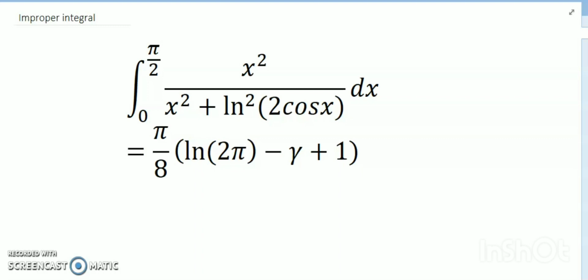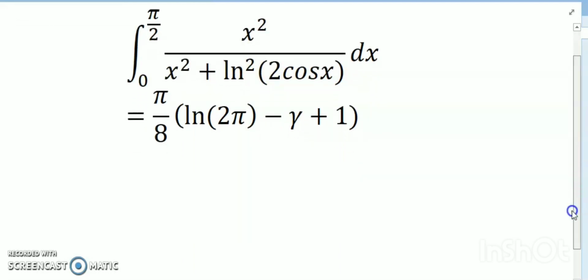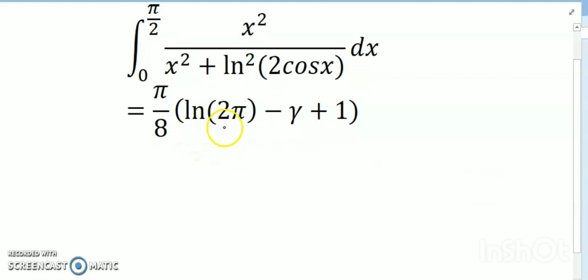Today's discussion is integrations, very nice integrations. So how can I solve this problem? The integral from 0 to pi by 2 of x square divided by x square plus ln square of 2 cos x dx equals pi by 8 times ln 2 pi minus gamma plus 1. So friends, this problem can be solved in two ways. I will solve this problem in two ways, because this is a very interesting problem.